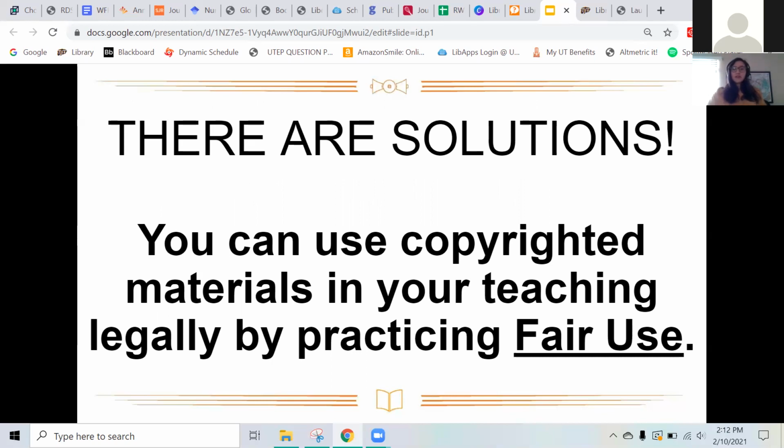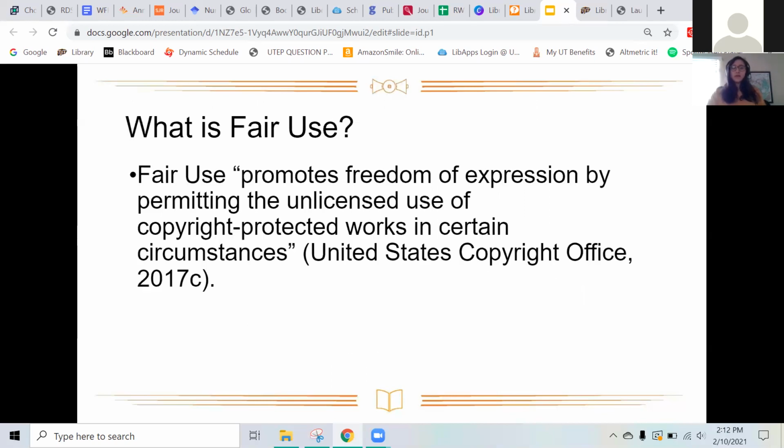So, what is fair use? Here is something I promised we'd go over. Fair use promotes freedom of expression by permitting the unlicensed use of copyright protected works in certain circumstances. So fair use is a section of copyright law.